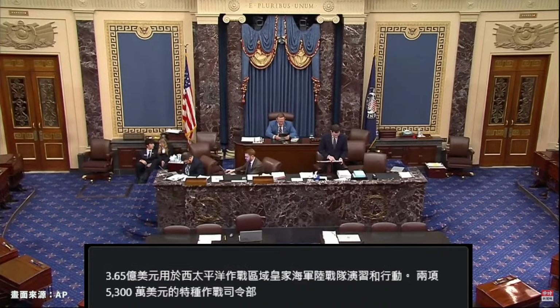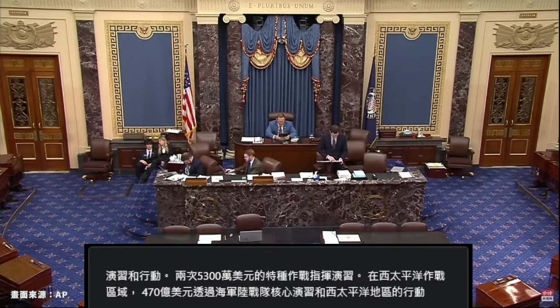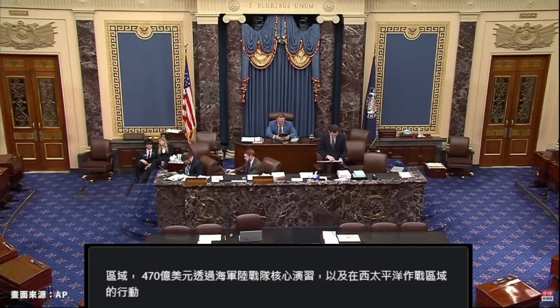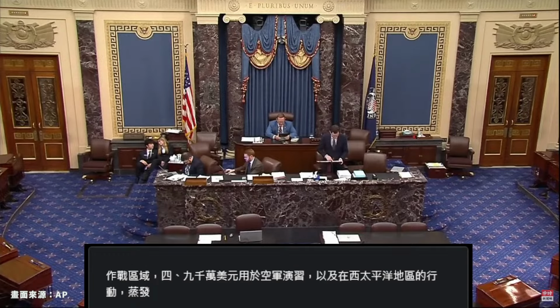3, $47 million for Marine Corps exercises and operations in Western Pacific Area of Operations. 4, $90 million for Air Force exercises and operations in Western Pacific Area of Operations. 5, $532,600,000 for the Pacific Air Force biennial large-scale exercise.